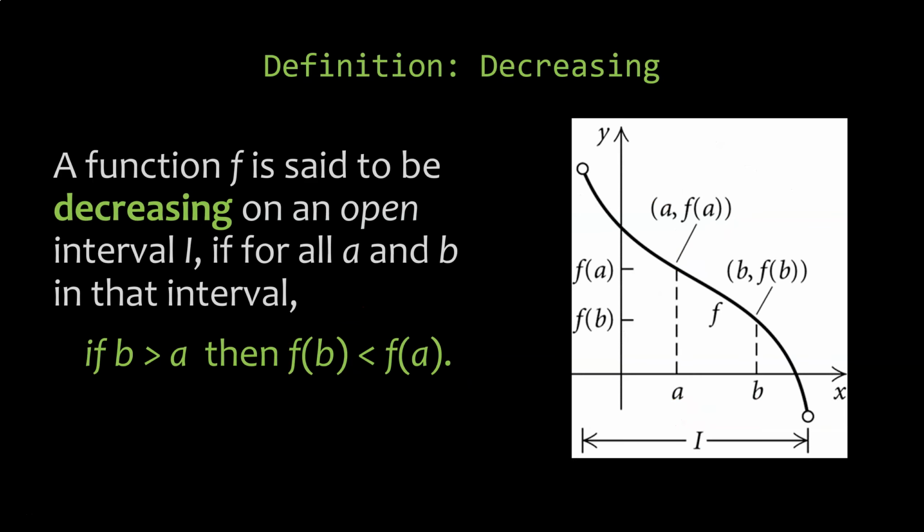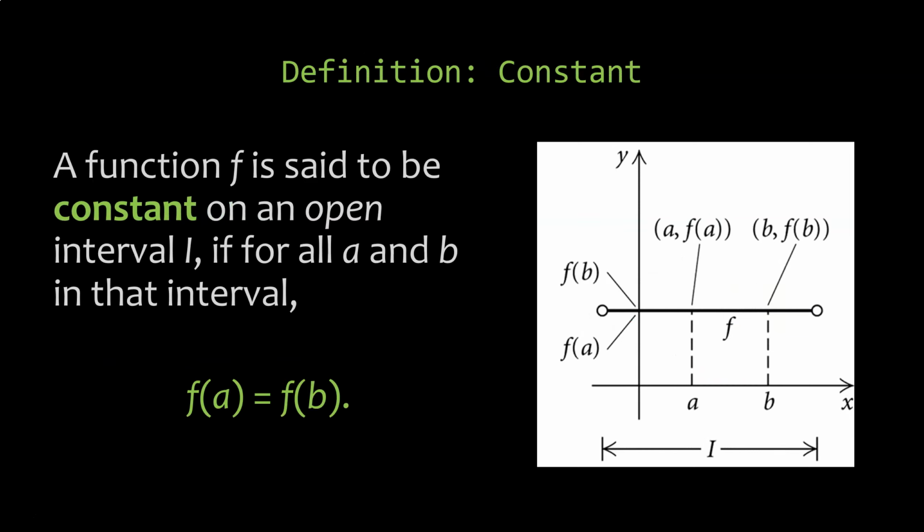So from left to right, here's f of a, here is again f of b. F of b is going to have to be smaller than f of a when b is greater than a, so that the function going from left to right, the function value is decreasing, is getting smaller. All right, now if it's not bigger and it's not smaller, it must be the same. And that is what we call a constant function.